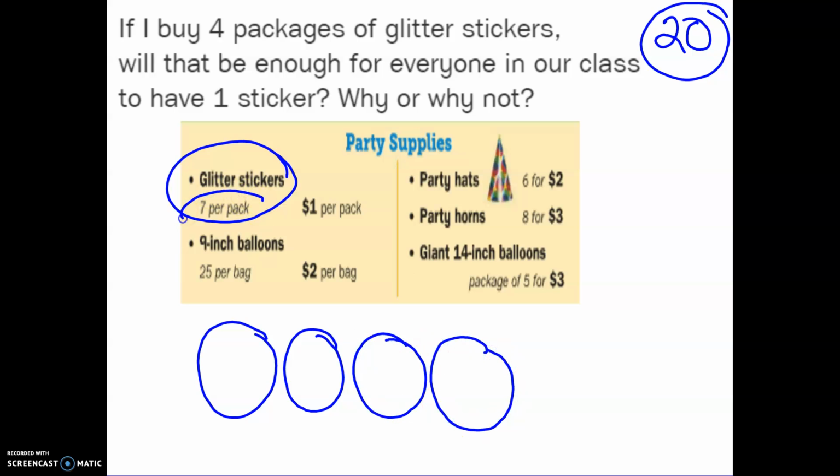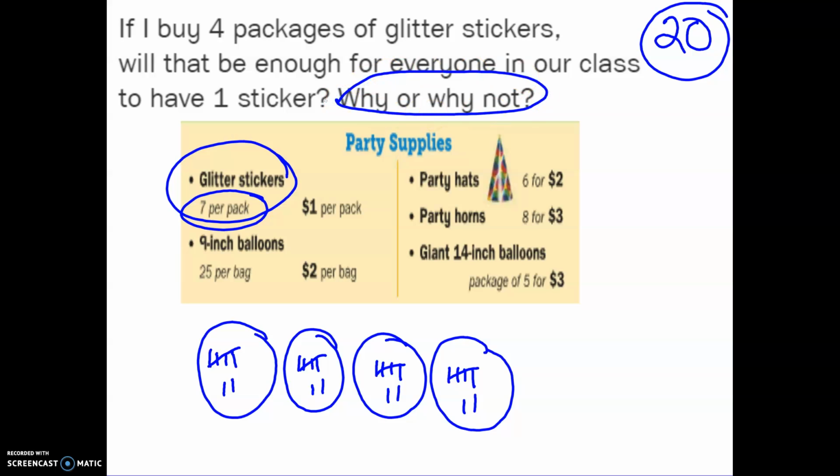1, 2, 3, 4, there's 7 in a pack. 1, 2, 3, 4, 5, 6, 7. 5, 10, 15, 20, 21, 22, 23, 24, 25, 26, 27, 28. So I would have 28, but I need to know if that's a yes or a no.